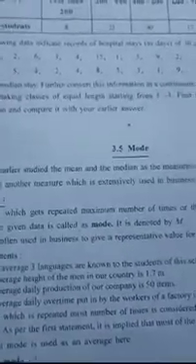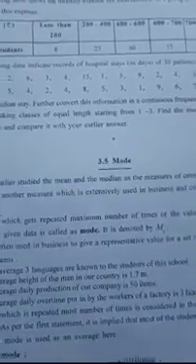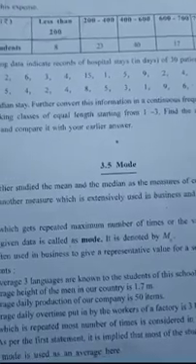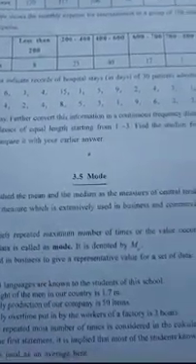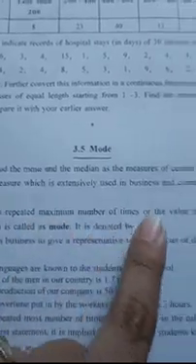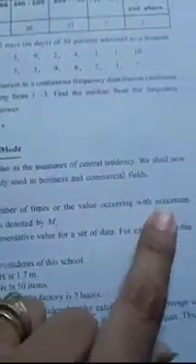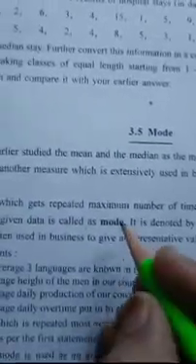Now what is mode? You have already learned last year that mode means the repeated number, the observation repeated the maximum number of times. So the highest frequency observation will be considered as mode. See here, the value which gets repeated the maximum number of times, or the value occurring with maximum frequency in the given data, is called mode.